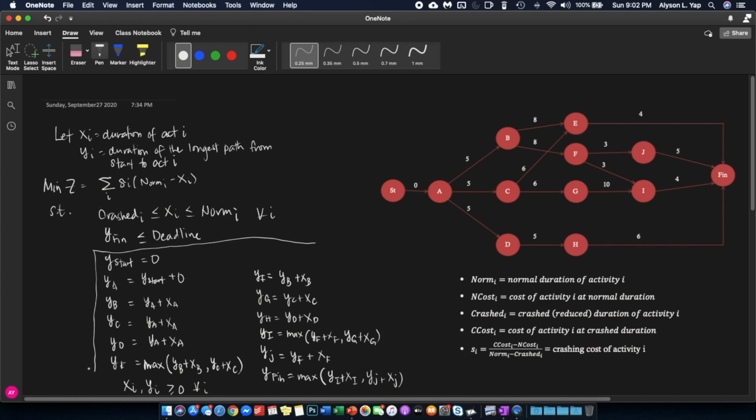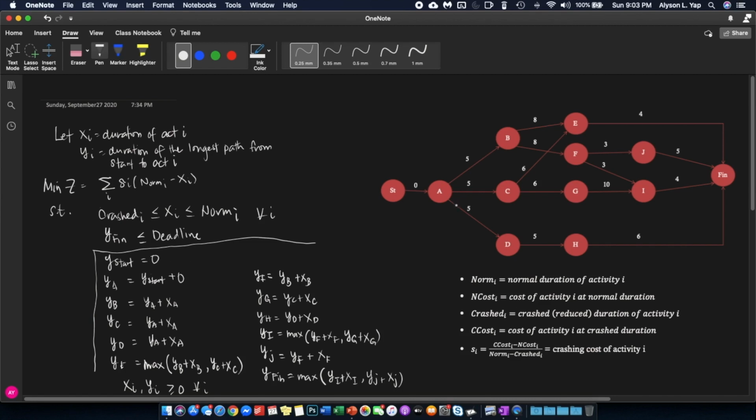The next set of constraints will actually make sure that you will correctly compute y sub I. Or in this case, y sub I will accurately tell you the duration of the longest path from start to activity I. Let's start. So looking at your network graph, we shall start with the start node. And in this case, we can easily say that y sub start, or the duration of the longest path from start to start, is equal to 0. I think that's obvious.